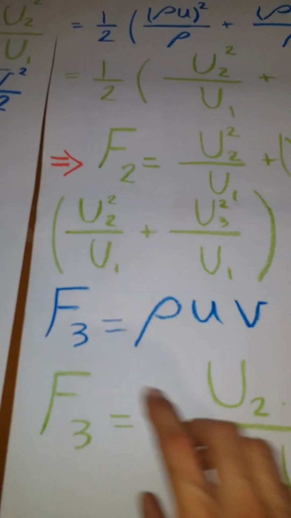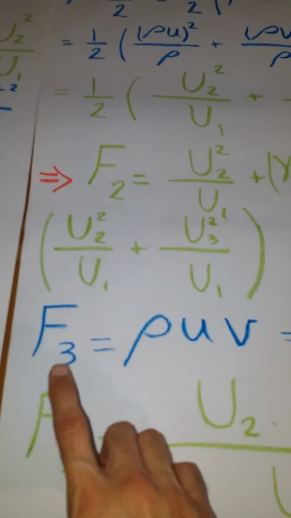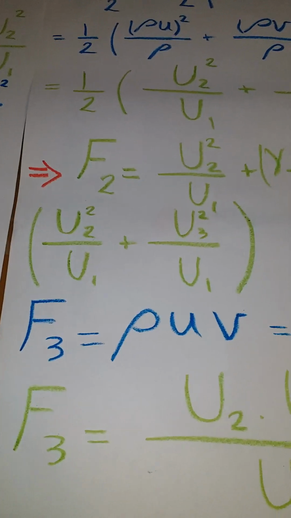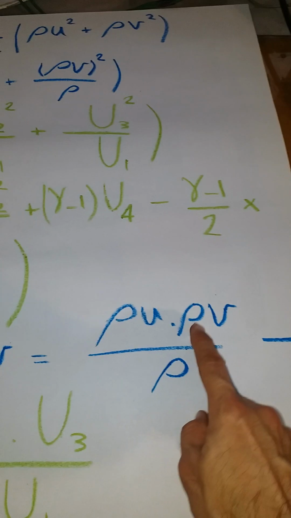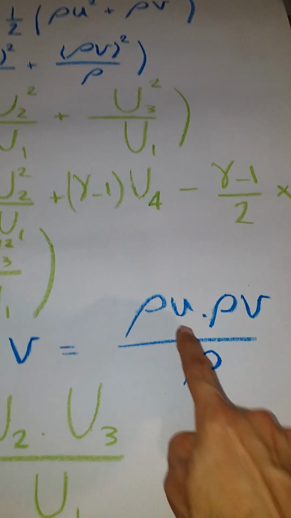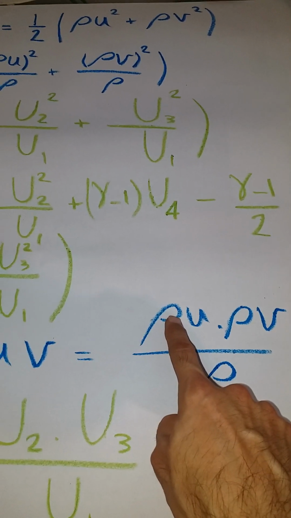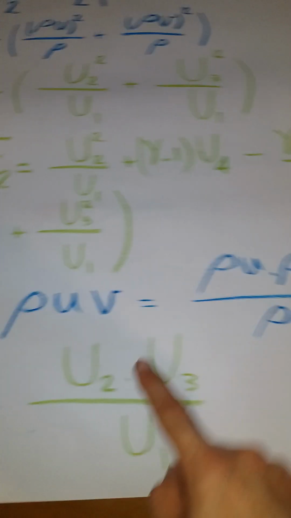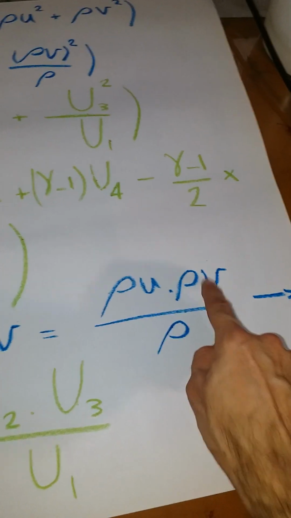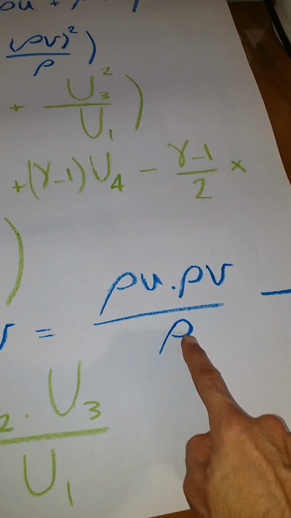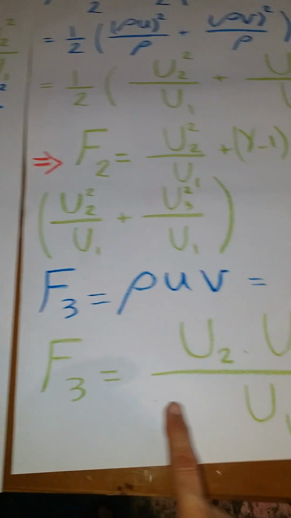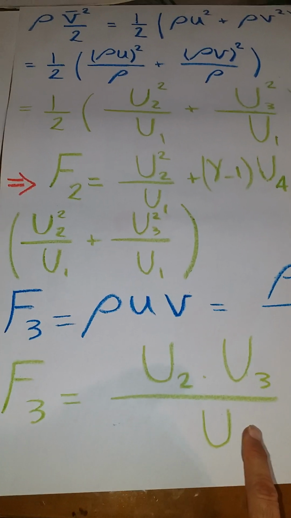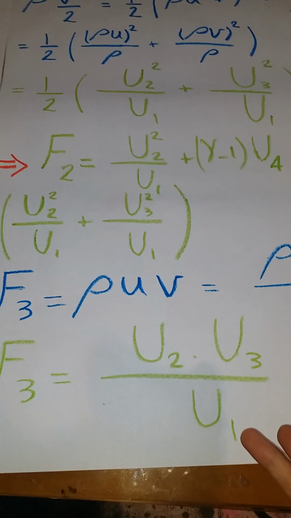Just let's go over to the third element of flux F. The third element is rho u v. Just multiply by rho and divide by rho. The first term is u2 and the second term is u3. Denominator rho is just u1. So the third element of flux is just like this.